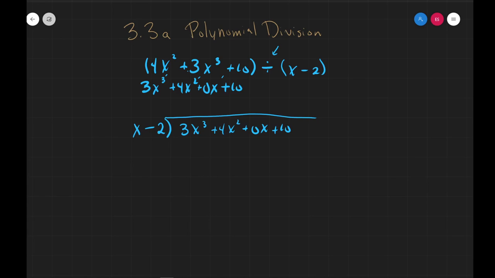So now is the quote-unquote tricky part, but hopefully it'll feel a little bit better than before. What we're going to do is pretend like this minus 2 part doesn't even exist, and we're going to look just at the x. If I look at x, x times what is going to give me 3x cubed? Well, if I take 3x squared times x, that's going to give me 3x cubed.